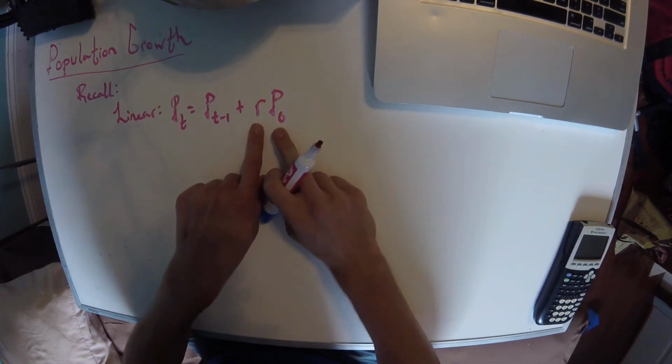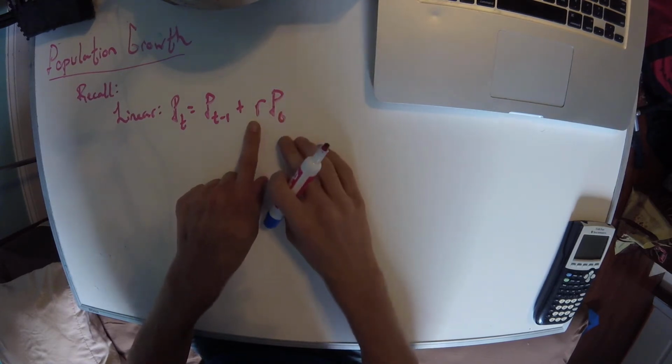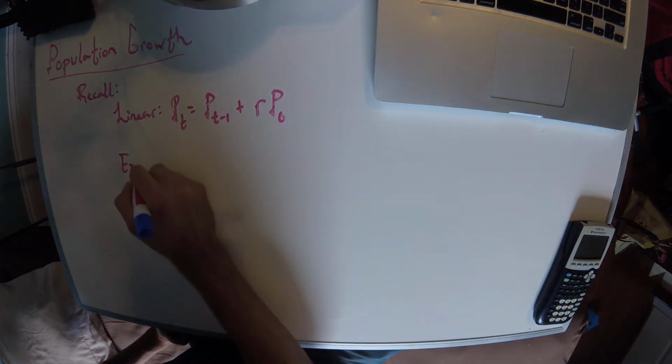There's just, because this never changes. The original population size never changed. So r times p never changes. You're just adding the same amount every time. That's how it worked.